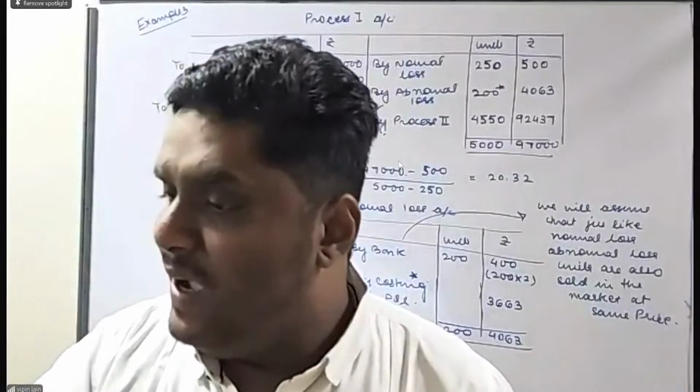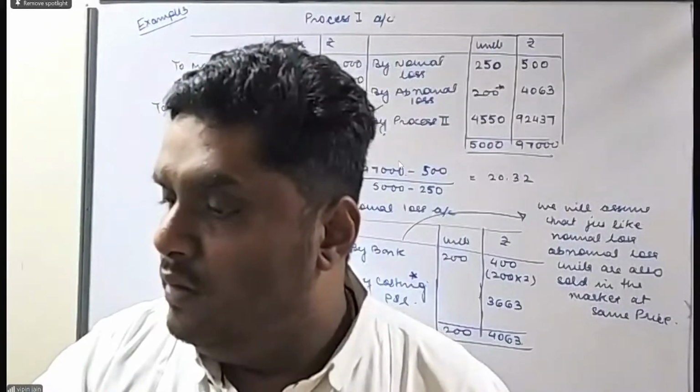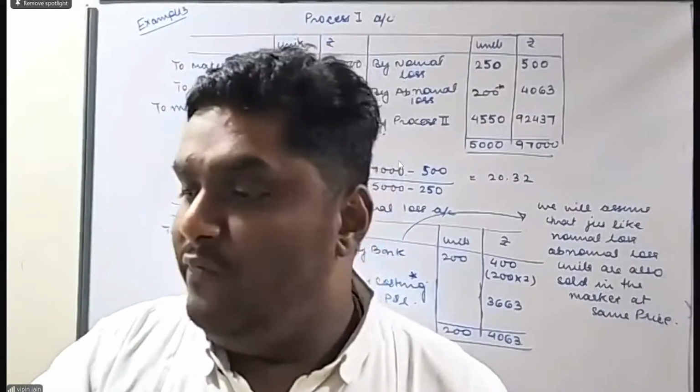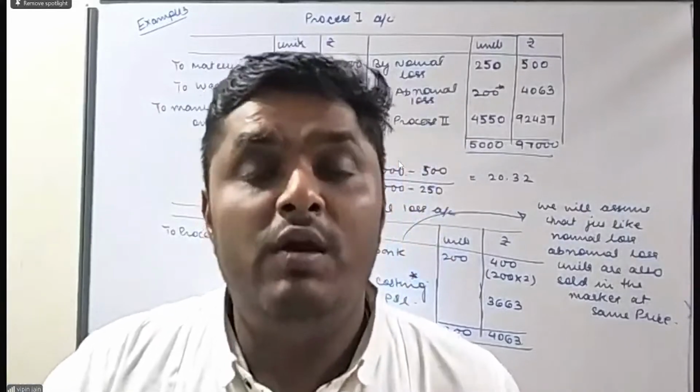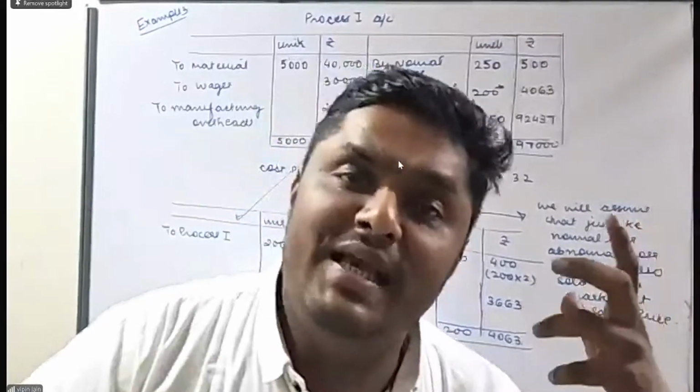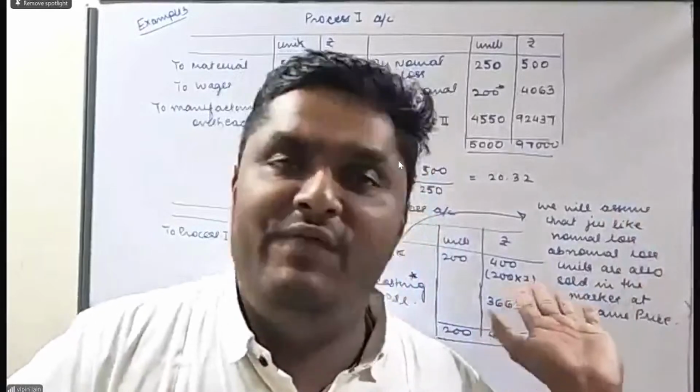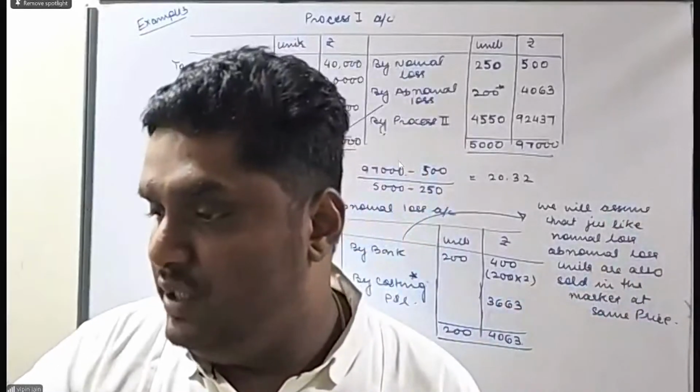No need to, it's by default. See, at the end of the day, there is a loss of 200 units in the name of abnormal loss. अब ये 200 units market में sale होंगे ही. So that's why I have taken this part, Priyanshi.